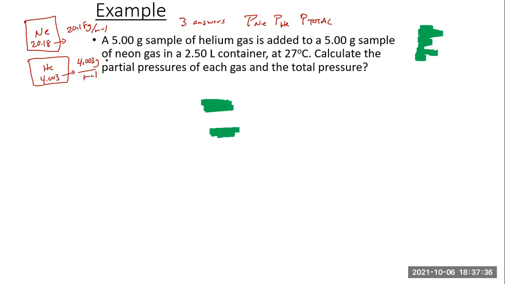Okay, so give it a go here. Again, 3 different answers: partial pressure of helium, partial pressure of neon, and taking everybody into account, what the total pressure is. Here, this is again a mixture of gases like we were just talking about. So think ideal gas law and see what you come up with.